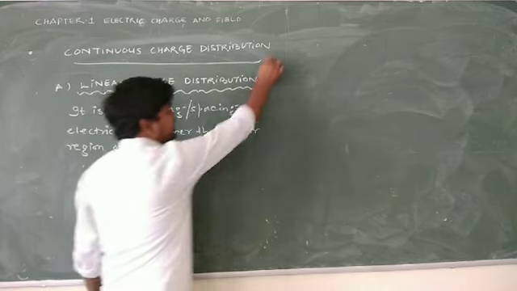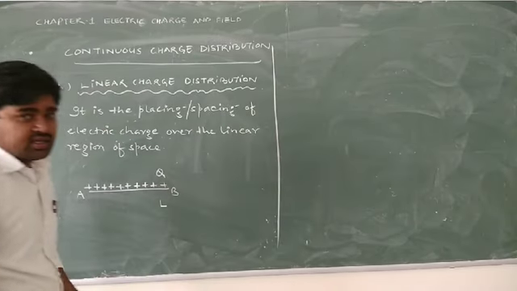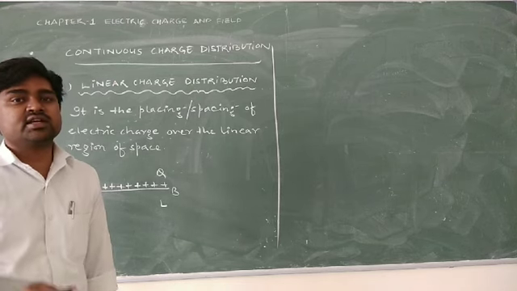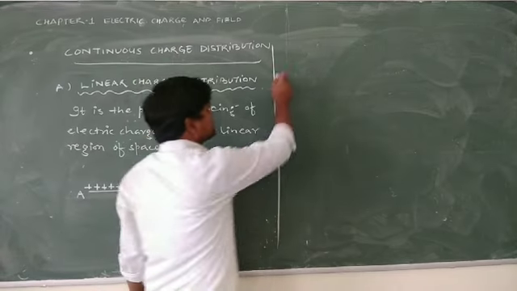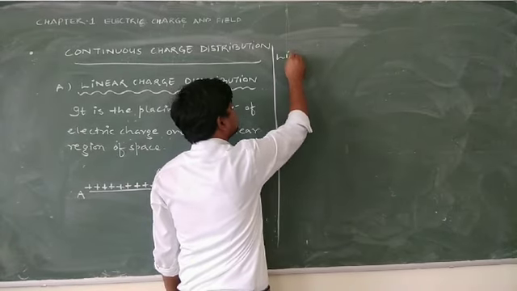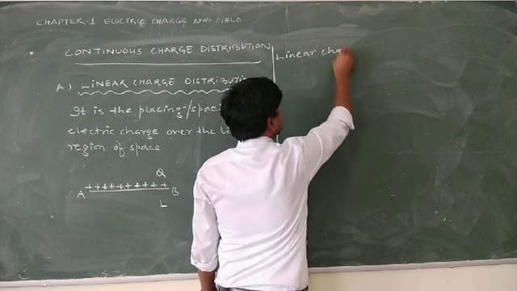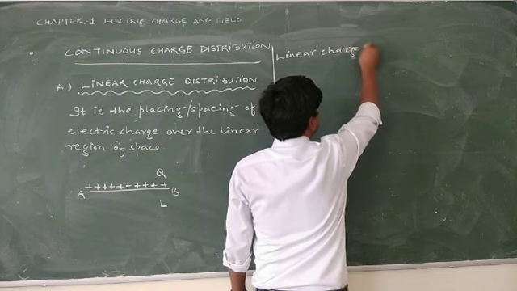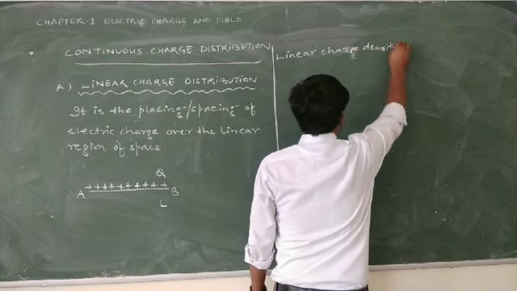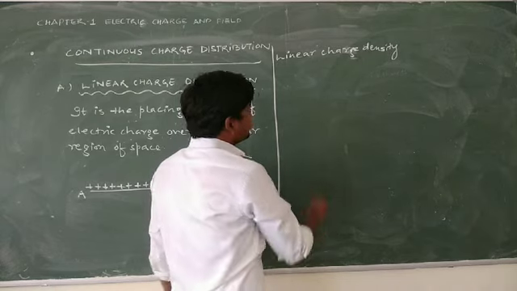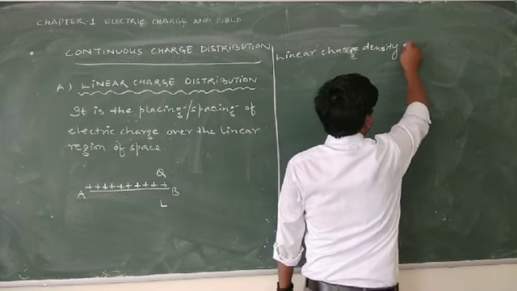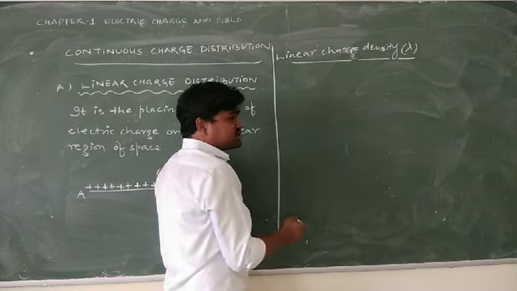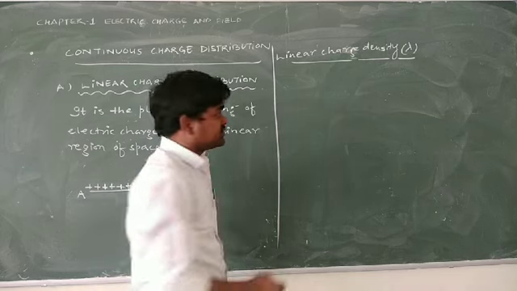We have a small definition in it which defines the density of the charge over the unit length of this length segment. That is the linear charge density. So, what is linear charge density? The linear charge density is represented by lambda. It is defined as the total charge per given length.